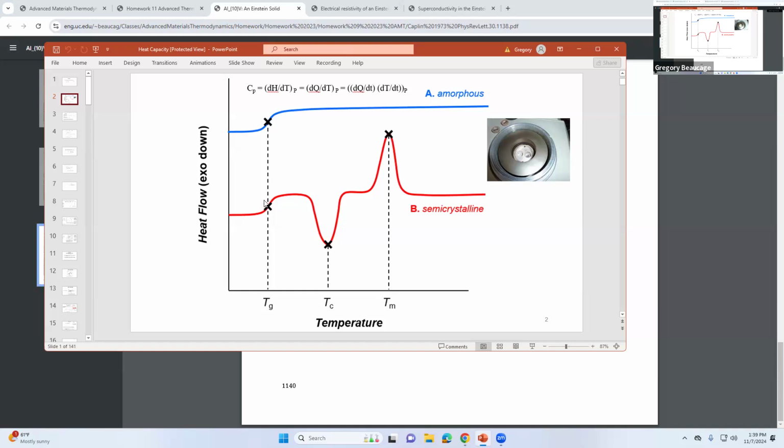Metals, you won't see a glass, actually, unless you shoot the molten metal at a wall. You can make a glass, but you won't see that in a DSC. The cooling rate would have to be so fast, right? So polymers have more to look at in a DSC, I think.